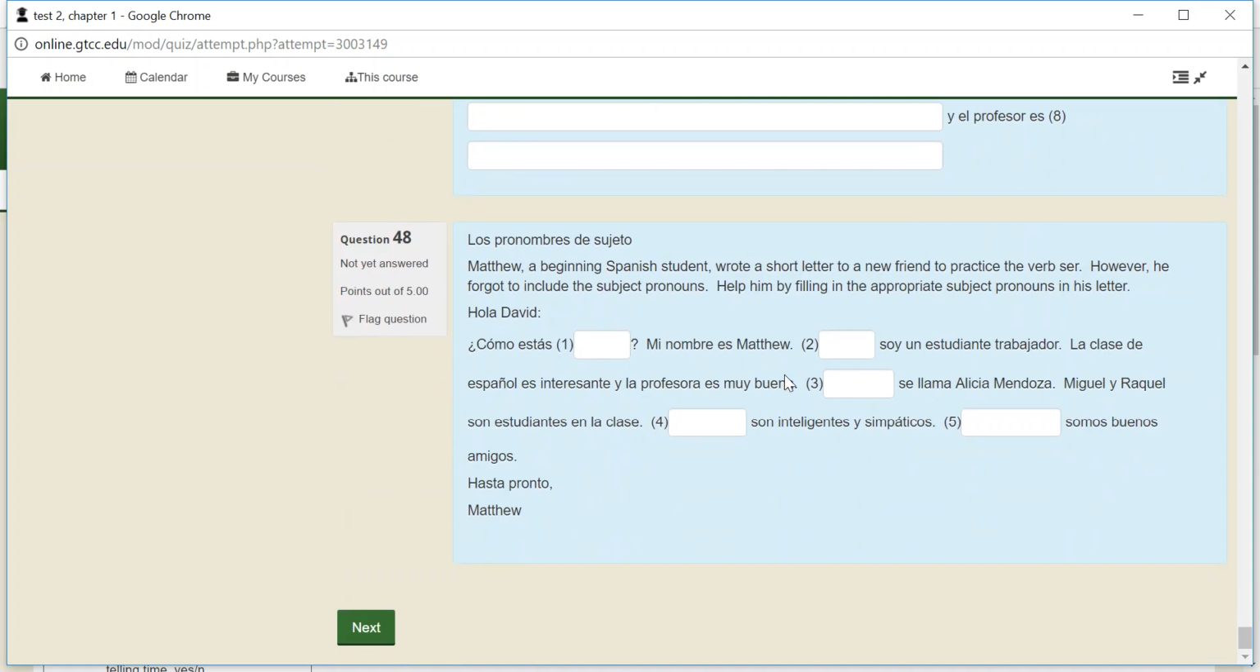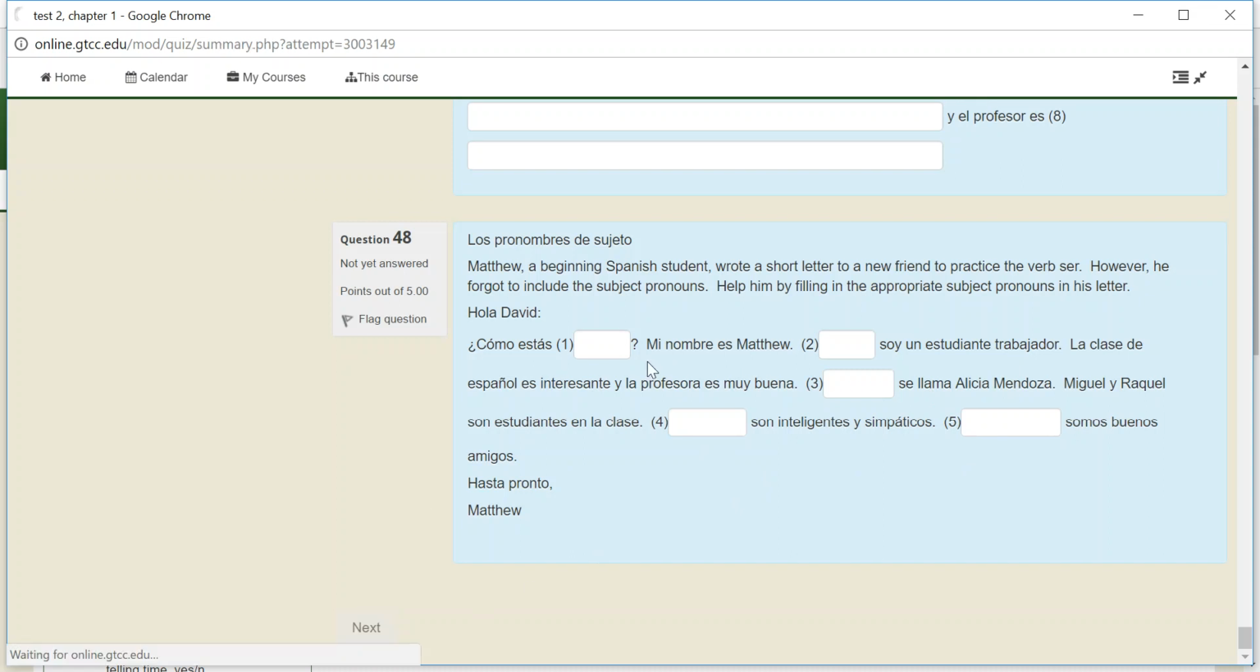Los pronombres del sujeto. Matthew is a beginning Spanish student. Matthew, a beginning Spanish student, wrote a short letter to a new friend to practice the verb ser. However, he forgot to include the subject pronouns. Help him by filling in the appropriate subject pronouns in his letter. This is where you're filling in tú, yo, él, ella, usted, nosotros, etc. And that's what you'll be filling in there.